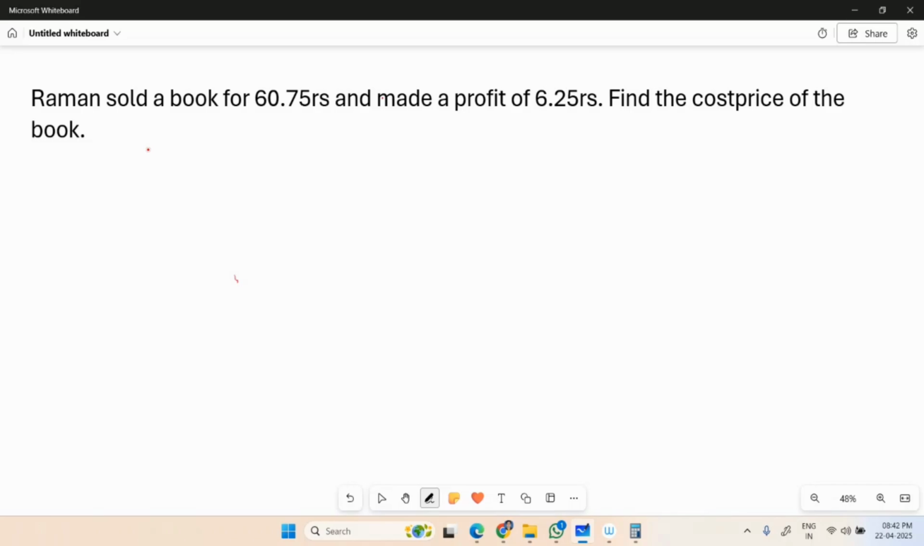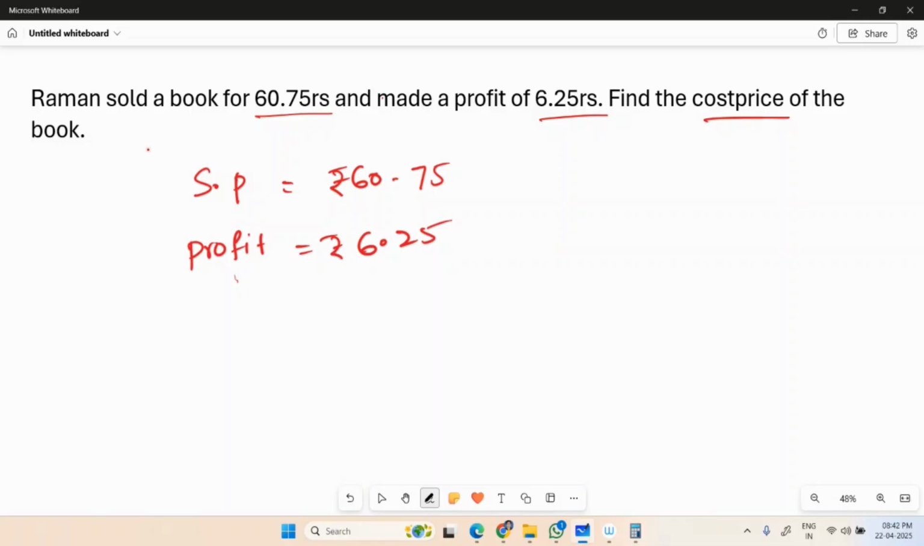Okay, let's solve what if in case of profit he gets, how to find the cost price. The question is, Raman sold a book for 60 rupees 75 paise and made a profit of 6 rupees 25 paise. Find the cost price of the book. Given information is selling price, which is 60 rupees 75 paise, and profit is 6 rupees 25 paise, and the cost price we have to find out.